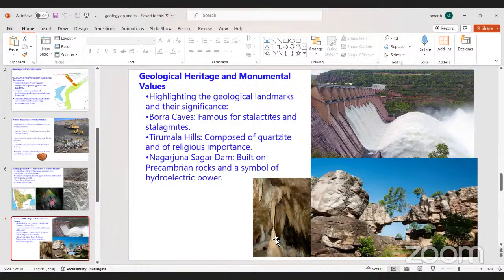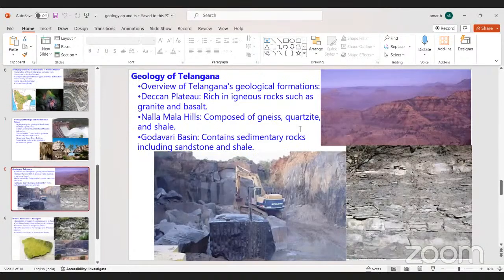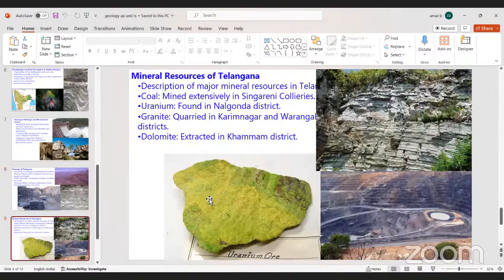When we talk about heritage and monumental values, there are Nagarjuna Sagar, the Tirumala Shilatoranam, and the stalactites and stalagmites in the Borra Caves limestone formations. Geology of Telangana: the predominant rock types are basaltic rocks, limestones and granitic rocks, and mineral resources like coal, open cast mining, uranium ore, and quartzite, which is present in Khammam district. When we talk about uranium, we should remember Nalgonda district. And when we talk about the Singareni quarries, the Singareni company, you should remember the coal seams and open cast mining of coal seams, which are present in the sedimentary sandstone formation.